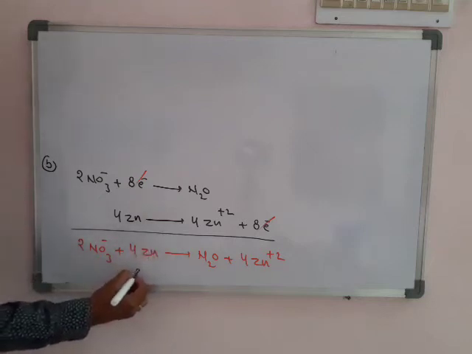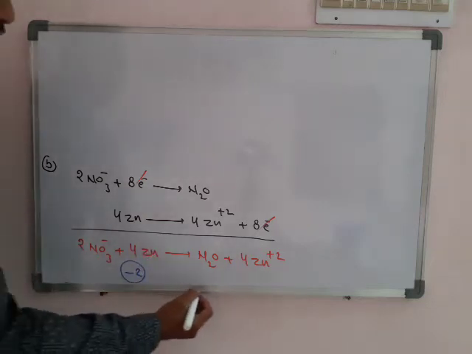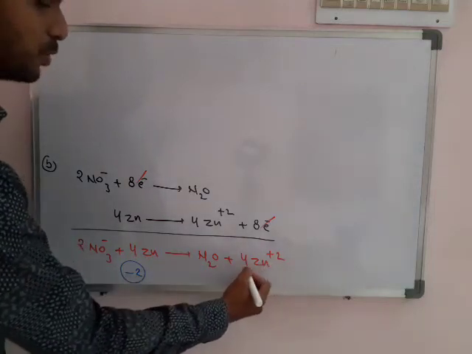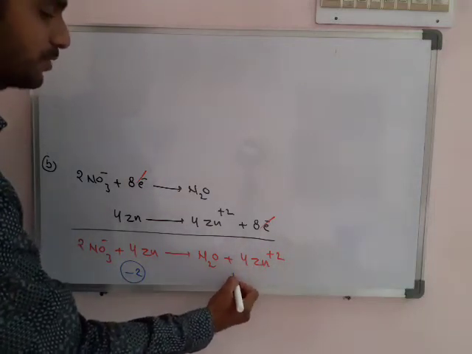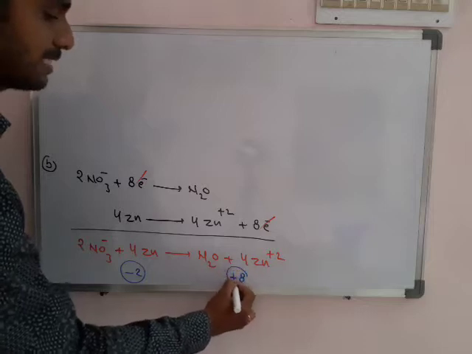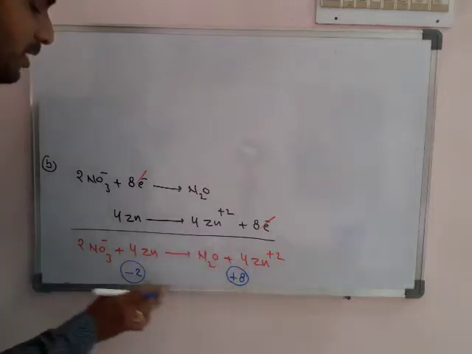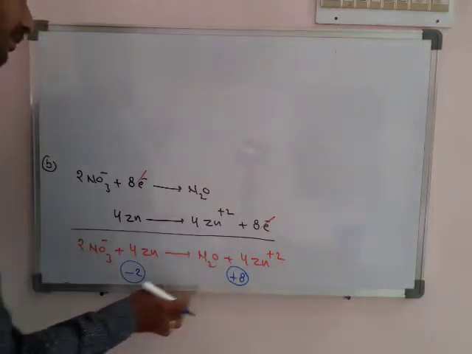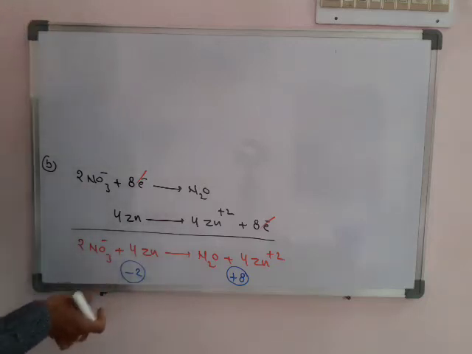So what is the overall charge at the left side? -2. What is the overall charge at the right side? How many +2 units are there? 4 units, so the charge is +8. Here the power is 0, so no need. So -2 and +8, which is the least one? This is the least one.